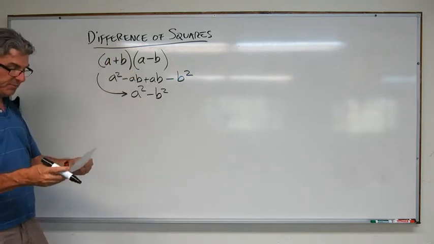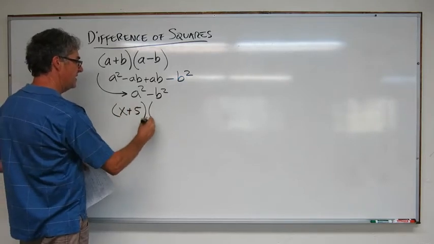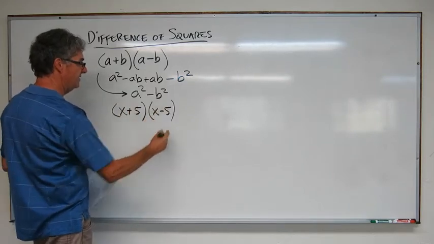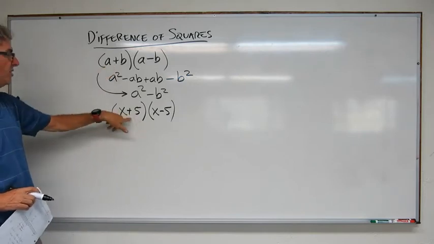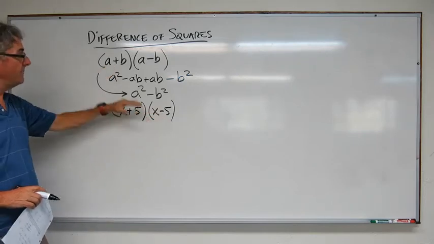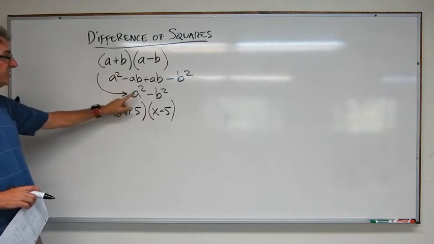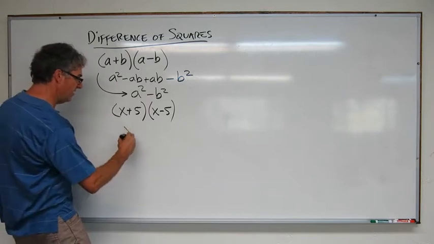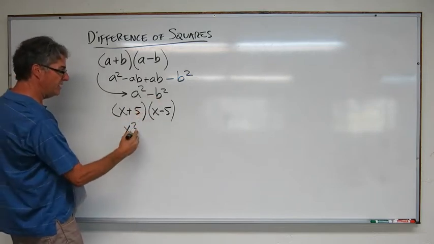Okay? Let's do an example. How about x plus 5 times x minus 5? Fits the pattern. Two things, they're the same. Once it's plus and once it's minus. So I'm going to skip the FOIL step. I'm just going to go straight to that. So it's a squared, which is x squared, minus b squared. B is 5, so squared is 25.